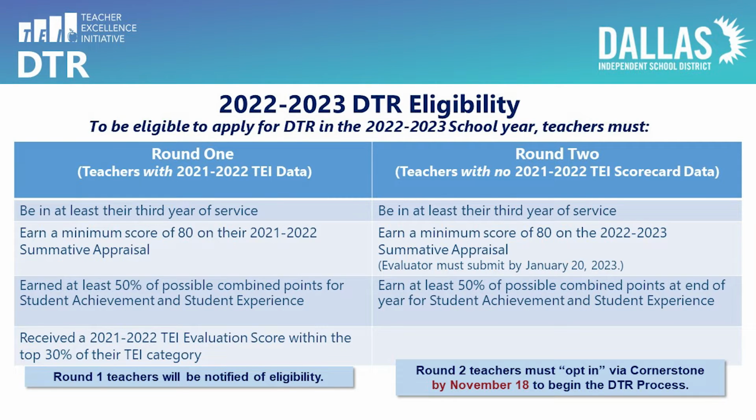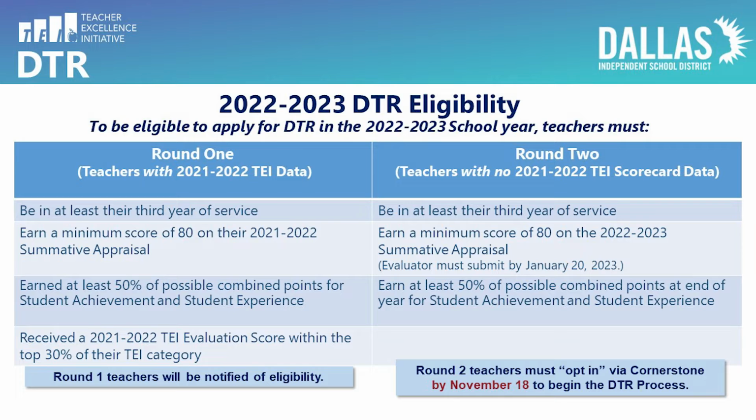There are 2 rounds in which teachers can apply to become a distinguished teacher. Teachers with prior year data apply in round 1 in the fall. Teachers with no prior year data and/or teachers who are new to Dallas ISD apply in round 2 in the spring. Teachers must apply during their respective round.